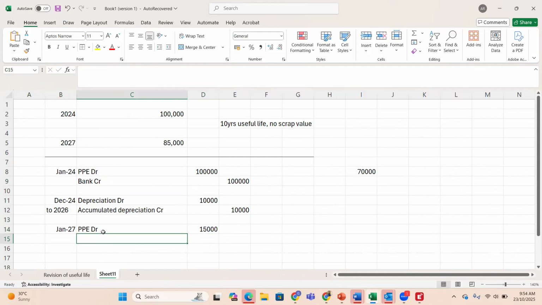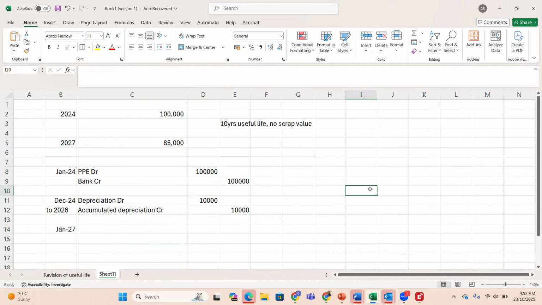Credit gain on revaluation. Debit accumulated depreciation. Why would I have to increase my depreciation now? Accumulated depreciation. Okay. What would be the entry? This is where people go wrong. It might be very basic, but if you don't understand the presentation, then you're not talking like an IFRS person.